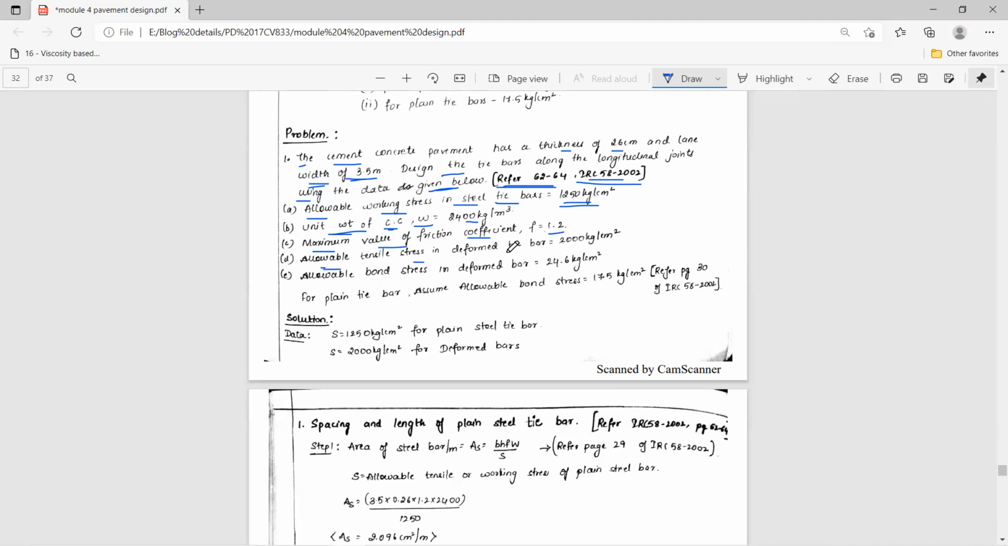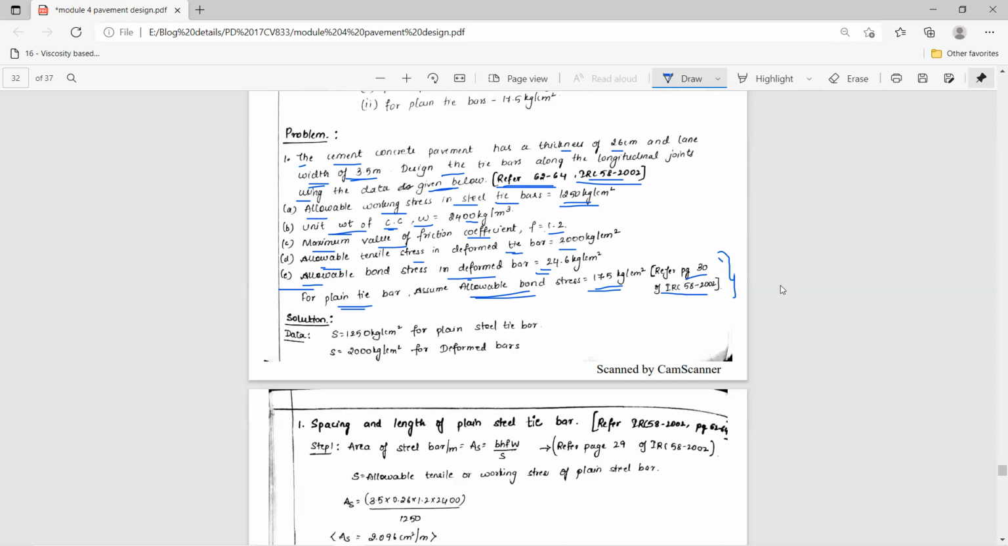Allowable tensile stress in deformed tie bar is equal to 2000 kg per centimeter square, and allowable bond stress in deformed bar is equal to 24.6 kg per centimeter square. You can refer the code book for plain tie bar. Allowable bond stress is equal to 17.5 kg per centimeter square, and the data is available in page number 30 of IRC 58 2002.